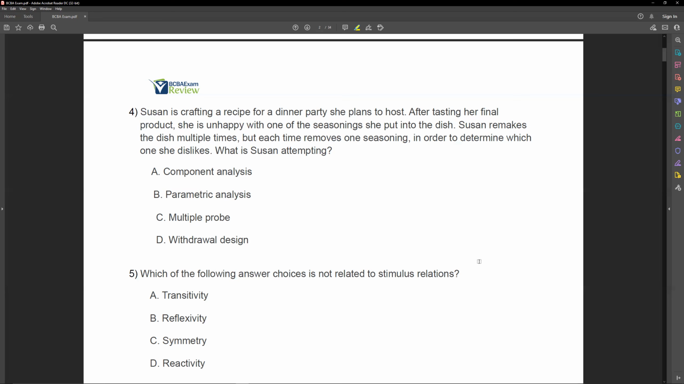B, parametric analysis. Okay, parametric analysis is we are looking at the dosage, essentially, how much of something. So if Susan identified that pepper was the seasoning that she didn't like, and she wanted to find out how much pepper she needed, then she would do a parametric analysis. So component looks at all the different seasonings. Parametric looks at amount. Multiple probe and withdrawal, okay, are types of single subject designs. We're not implementing any sort of single subject design here, okay? C and D are not applicable to what Susan is doing. Susan is simply doing a component analysis.